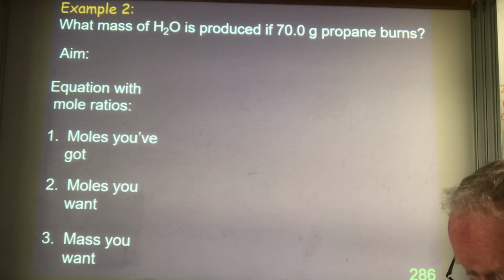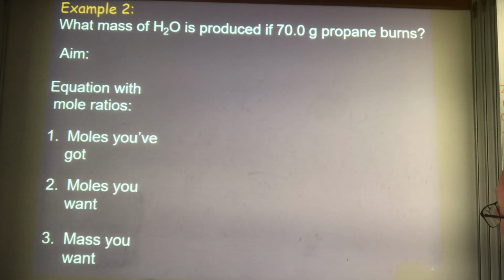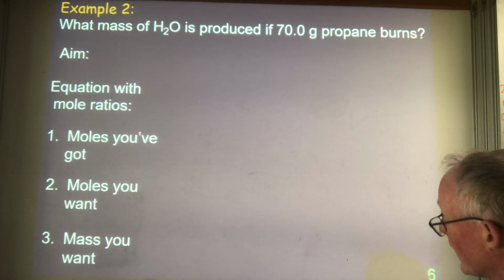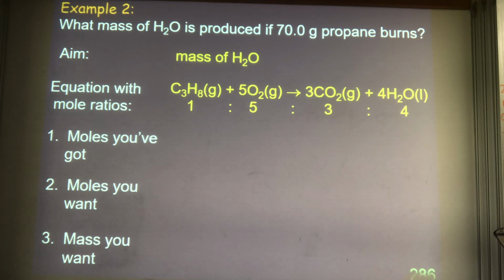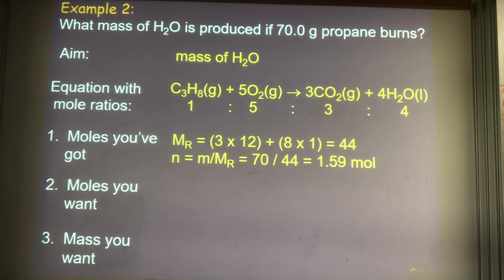Second example goes back to the combustion of propane reaction. Now again, first you look at the question, what are we being asked to find? Again, it's as simple as the last one, the first 4 words, mass of water. The equation, we've already balanced that, that's given to us. Now, step number 1, calculate the moles from the given information. Now, what's our given information? 70 grams of propane.